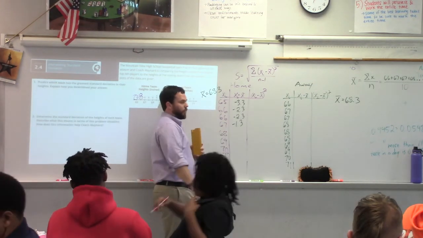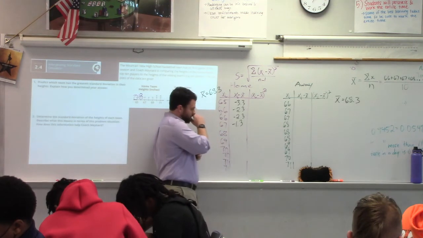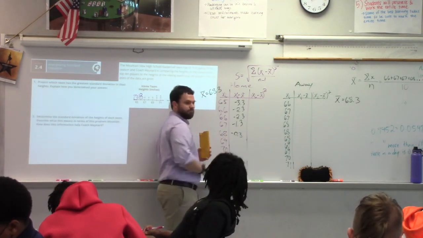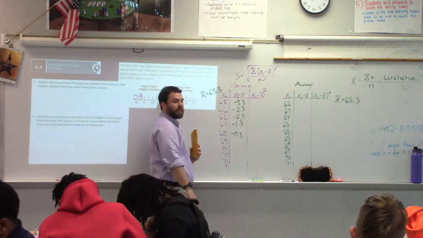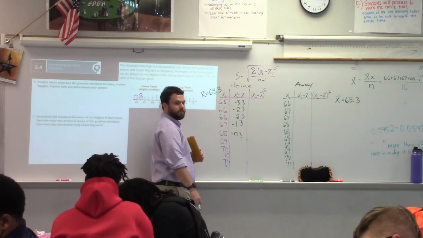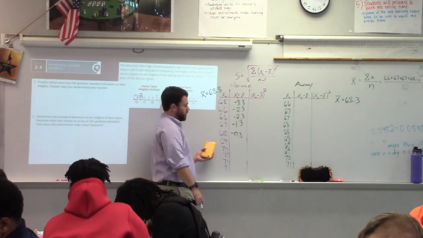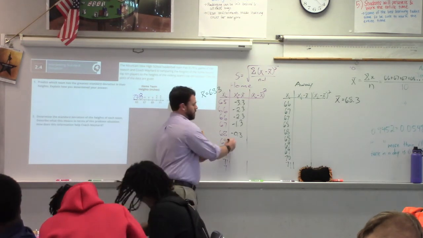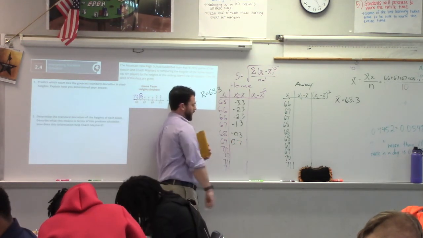68 minus 68.3. 0.3. Close. Wait, they're gonna be negative 0.3. What? Pick up a calculator and check, bud. 69 minus 68.3. Next one.